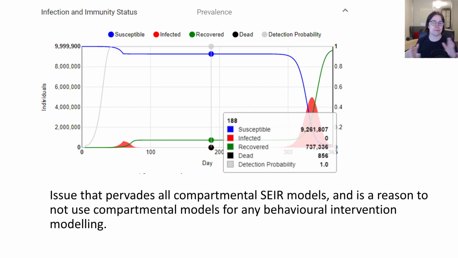Now, this is a model that pervades all compartmental SEIR models, and it's a reason not to use compartmental models for any behavioral intervention modeling. It just doesn't work. It will give you the wrong information. So we need to get all the governments to move away from what they're using currently, and it's no particular government. Lots and lots of competent governments around the world are using these sorts of models, but it's the wrong thing to do. So what are the implications of this poor modeling approach?